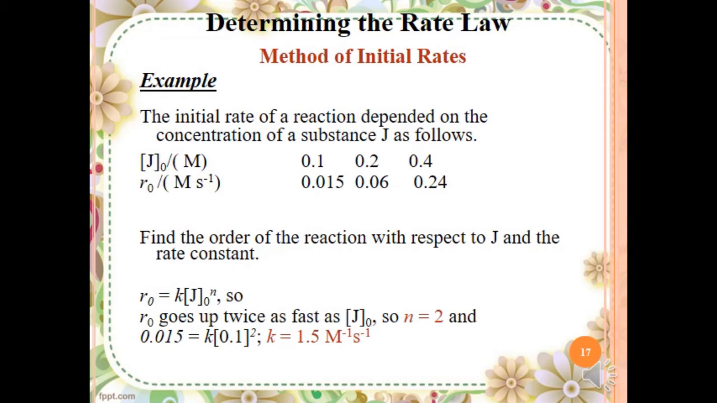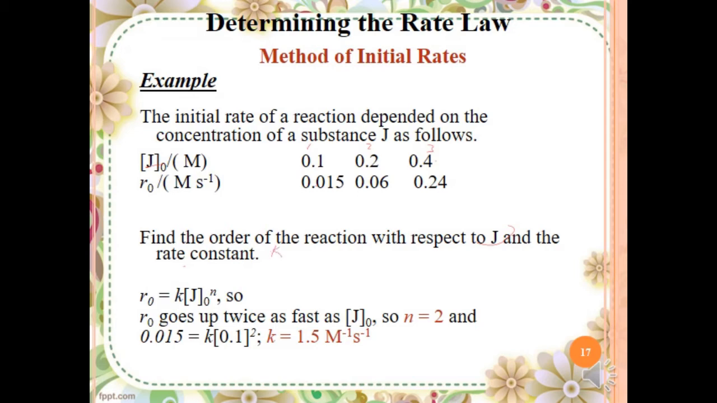Okay, let us look at an example of solving the rate law using the method of initial rates. This is a reaction which depends on the concentration of substance J. We have sets 1, 2 and 3 here at different initial concentrations and their respective rates. The question is asking for the order of the reaction with respect to substance J and the rate constant K. So how do we solve this question?